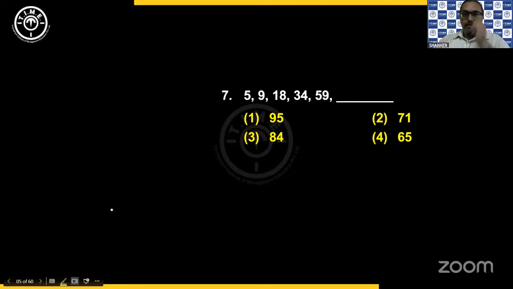Next, yes. Now here you have 5, 9, 18, 34, 59, blank. So again, gradually increasing, because after 59, when you look at your options, they all are close numbers. So always keep an eye on the options. When you keep an eye on the options, it becomes easier to identify the pattern. Following the point here?